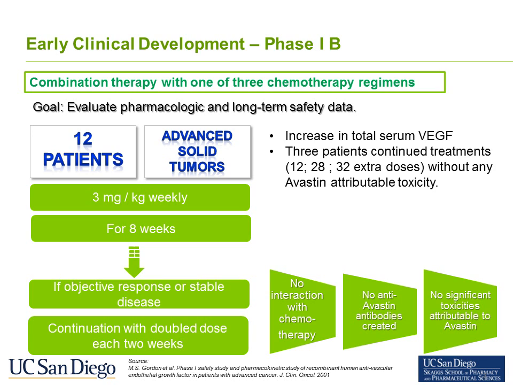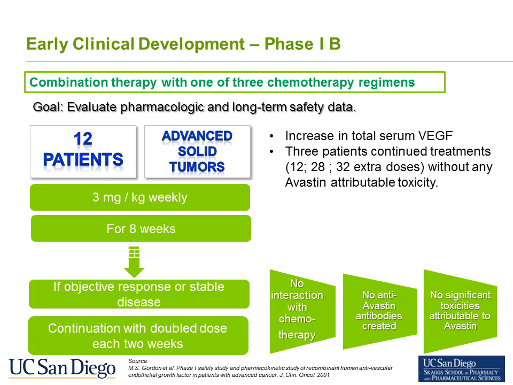What was shown in the data describing this trial was that the total serum VEGF was increased in patients given this treatment, and 3 patients showed an objective response or stable disease and could continue with the treatment. Their dose escalated quickly, and they sustained treatment for 12, 28, or 32 extra doses respectively. None of these 3 patients showed any toxicity that could be attributed to Avastin or Bevacizumab.